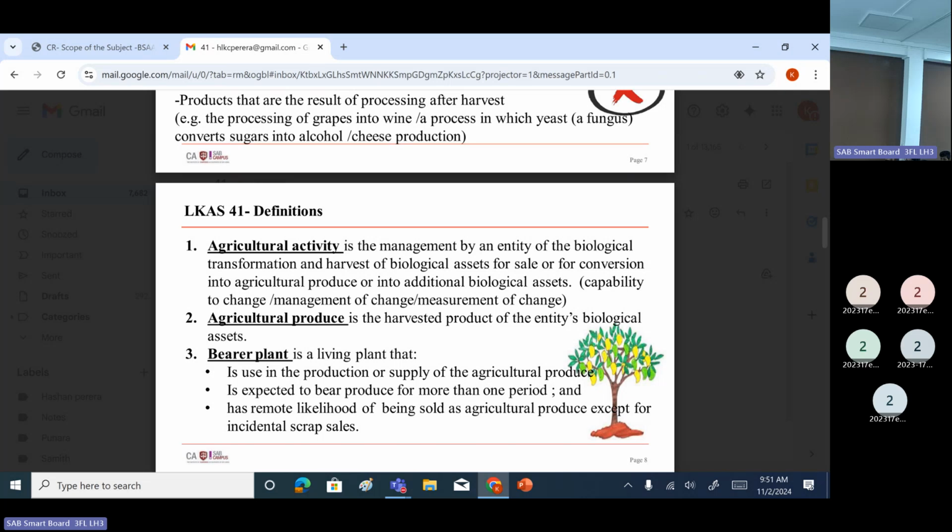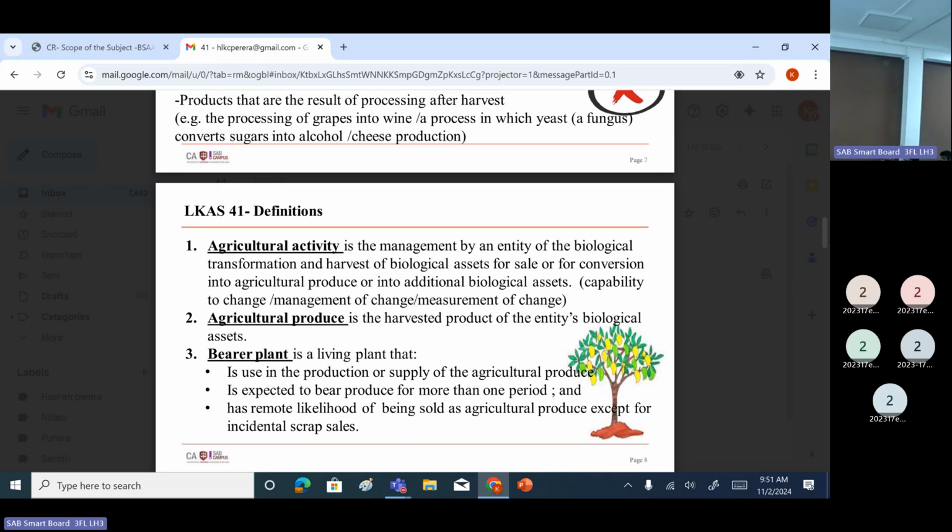So after having this basic discussion, you should have thousands of questions. For example, is this a biological asset? It is a consumable plant. There is no agricultural activity.